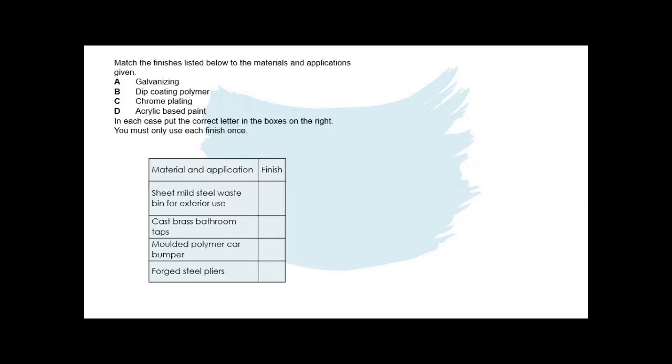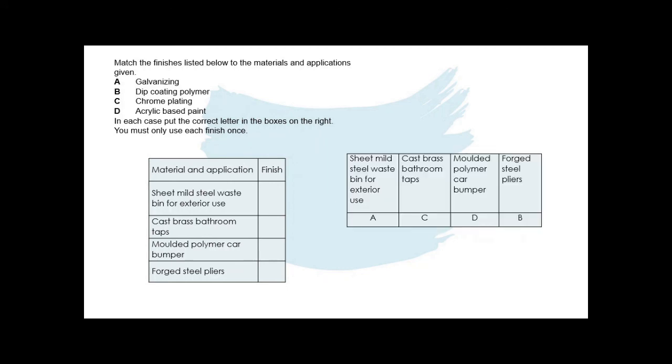So match the finishes listed below to the materials and applications given: galvanizing, dip coating, chrome plating, acrylic based paint. So again, multiple choice question. Have a look through your notes, try and answer them, and then pause it and we'll go through the answers. So mild steel would be galvanizing, bathroom taps would be chrome plating, car bumper would be acrylic based paint, and steel pliers would be dip coating.